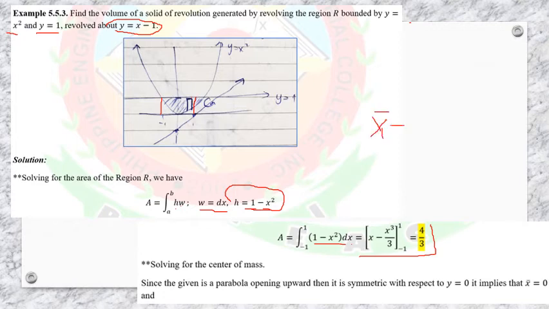Diba, na-mention ko na doon sa center of mass of a volume of a solid of revolution, class, kung symmetric yung given, yung center of mass nasa axis of symmetry. So since parabola yung given natin, symmetric with respect to y, it implies that yung x bar natin is equal to 0 na siya. So ang hahanapin na lang natin is yung y bar.